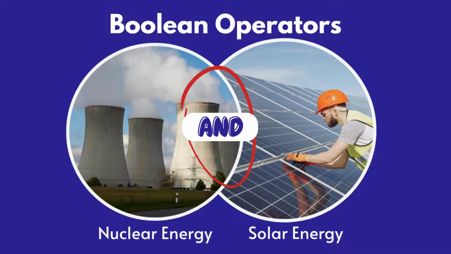Here you type in nuclear energy and solar energy. So the only results that are going to come up are the ones that have both of those phrases in it. And you can see it's just the part where in the Venn diagram they overlap. So that really does narrow down your search.